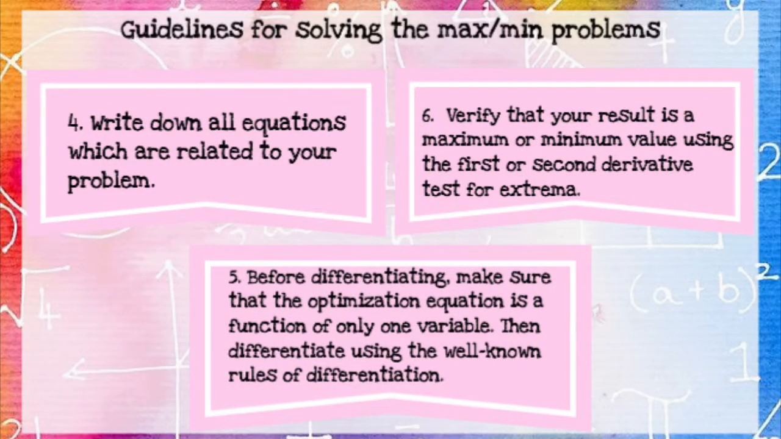The fourth one is to write down all equations which are related to your problem. The fifth step is, before differentiating, make sure that the optimization equation is a function of only one variable. Then differentiate using the well-known rules of differentiation. The last one is to verify that your result is a maximum or minimum value using the first or second derivative test for extrema.